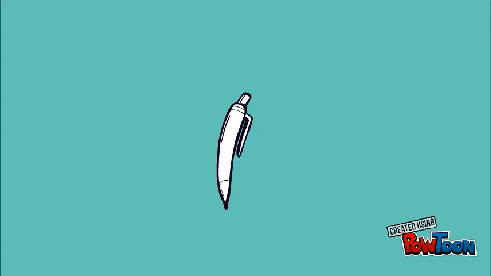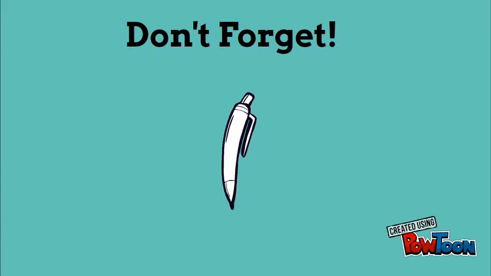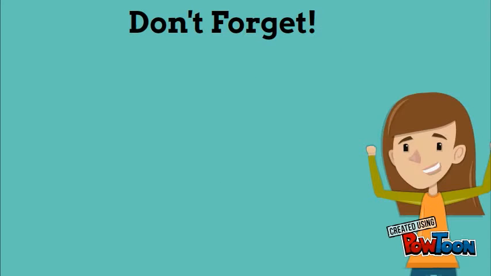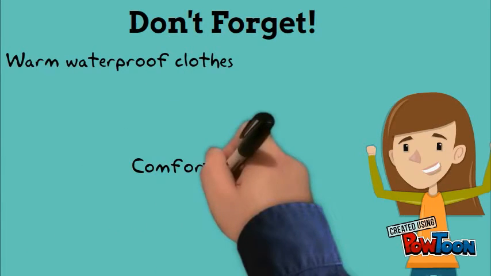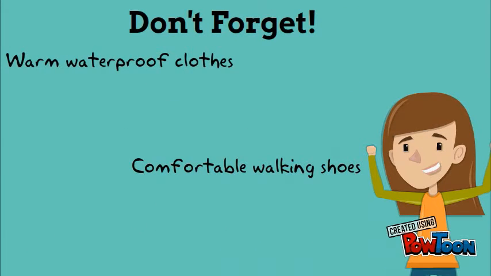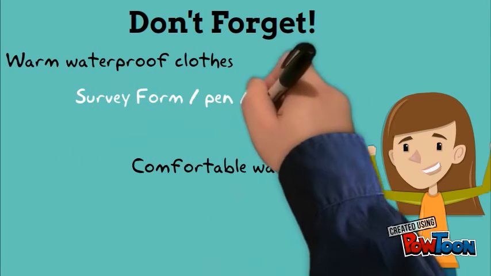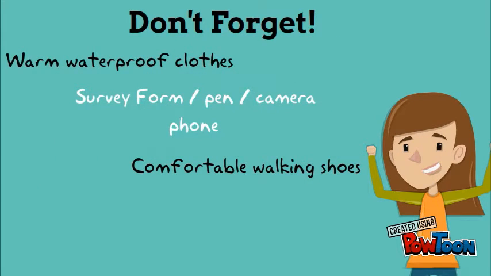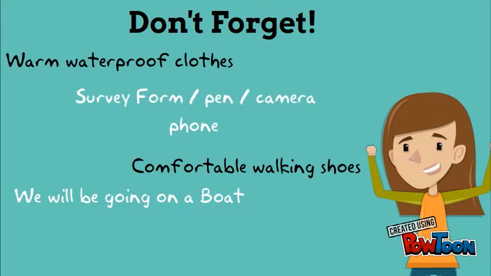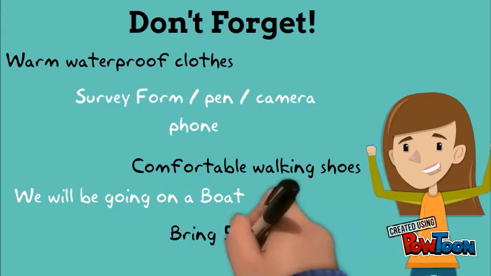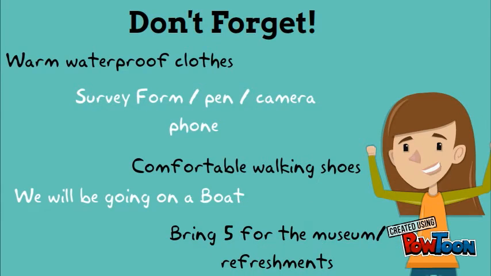There are some important things to remember before the field trip, so maybe take a pen out and write these down now. Wear warm, waterproof clothes, and also bring comfortable walking shoes. We will have survey forms and pens, but bring your camera phone to take photographs as well. Don't forget we will be going on a boat, and it would be a good idea to bring €5 for refreshments at the museum afterwards.